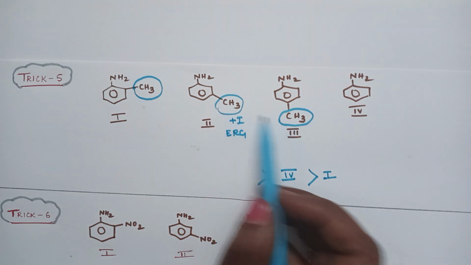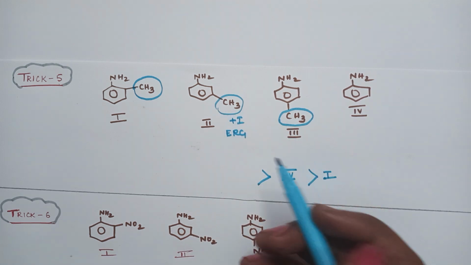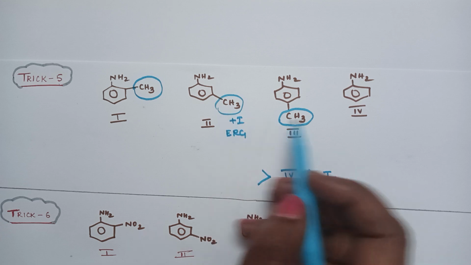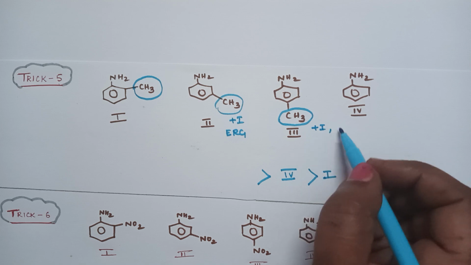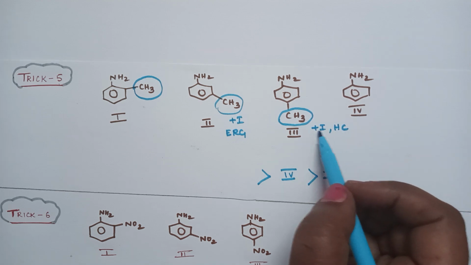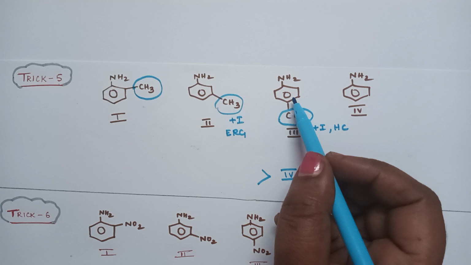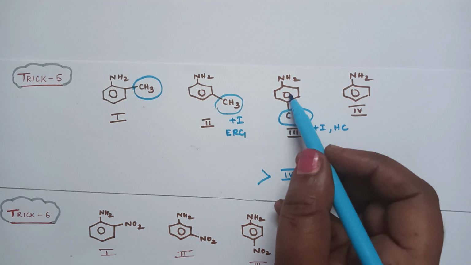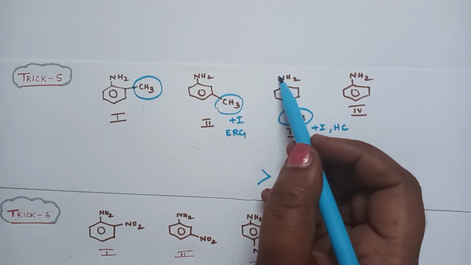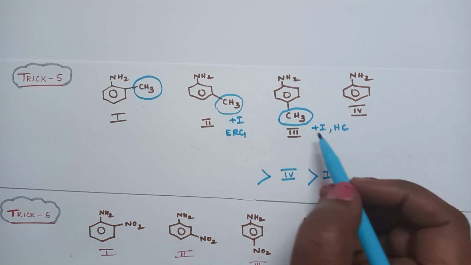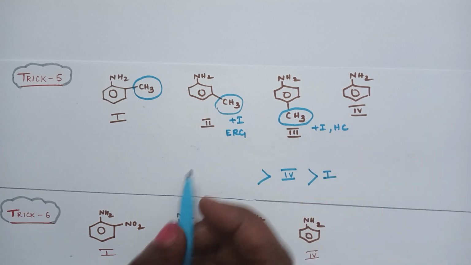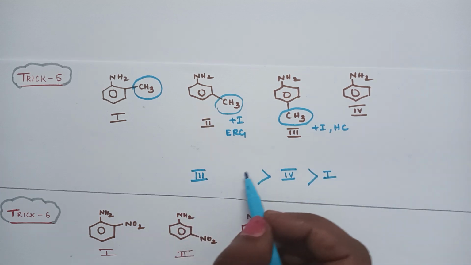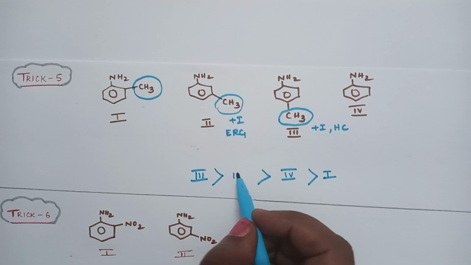Now in these two we have to compare which is more basic in nature. So here this will show a plus I effect, and here at the para position it will show a plus I effect and also hyperconjugation. So because of these two effects, it releases electrons more. It increases the electron density on nitrogen more. Therefore this is more basic when compared to this structure. So the third one is more basic and then the second. So this is the order.